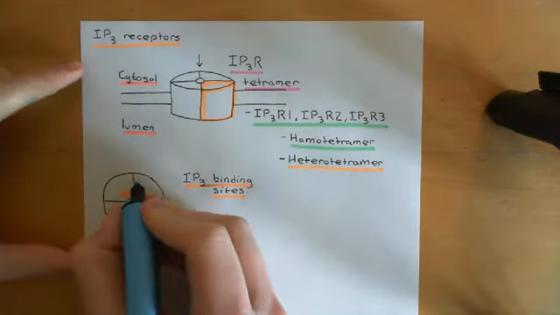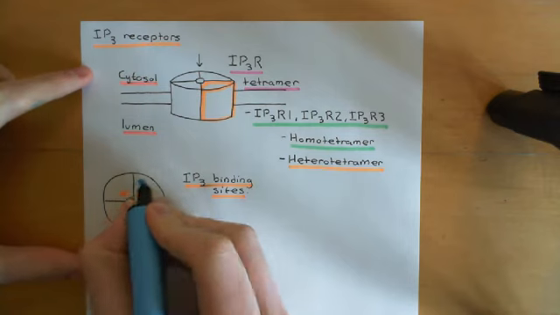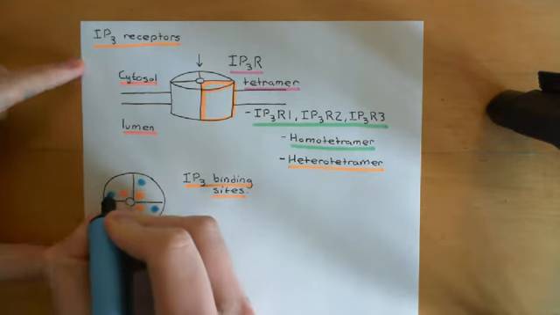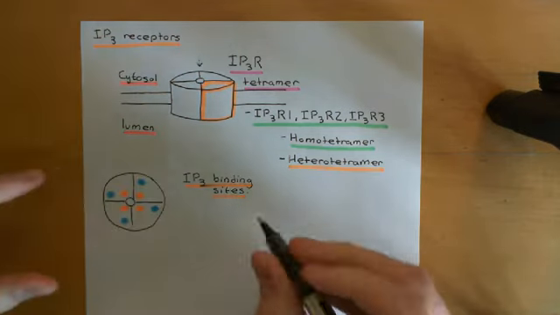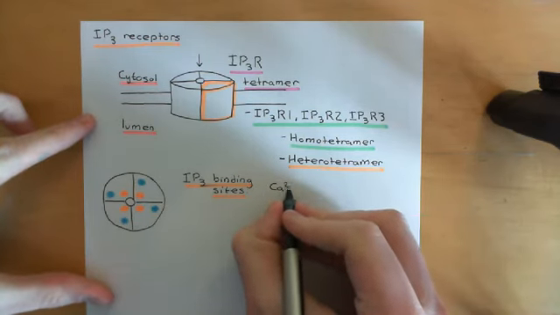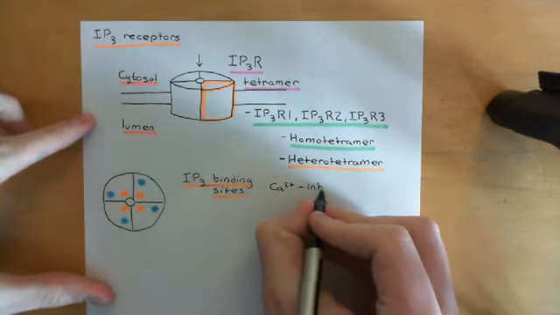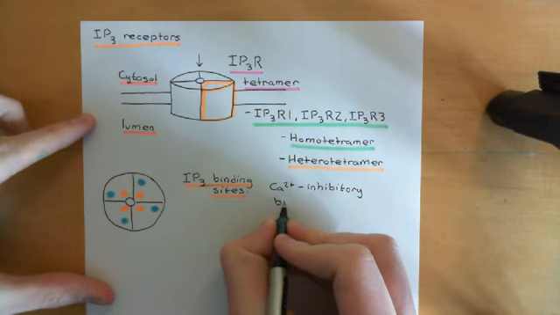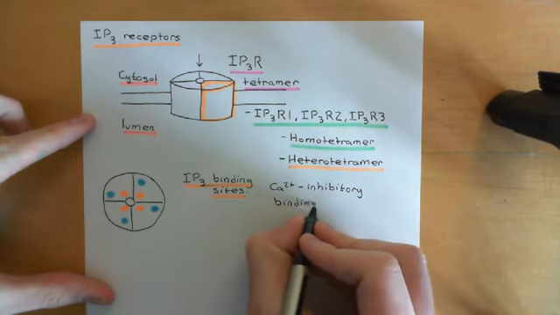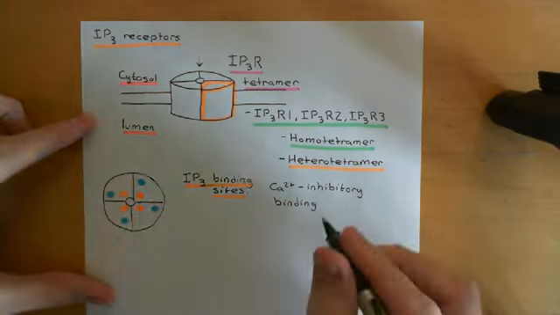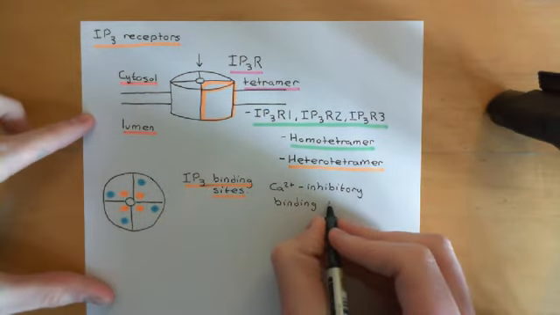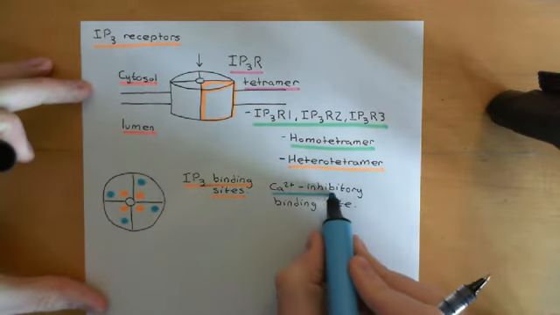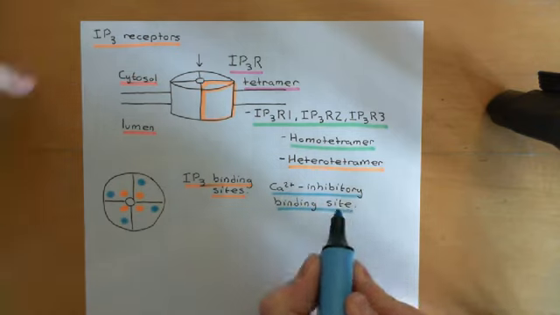Okay, and these other 2 binding sites are for calcium. So I'll represent one of these calcium binding sites in blue here, and this is going to be an inhibitory binding site. This is what's called the calcium inhibitory binding site. So calcium can bind to this inhibitory binding site, and when it does so, that absolutely makes sure that the channel does not open. It keeps the channel closed if calcium is bound to this inhibitory binding site for calcium. So this is our calcium inhibitory binding site, represented there in blue.